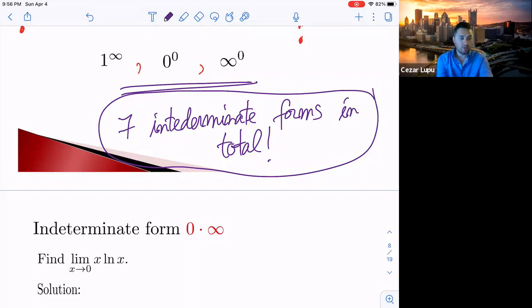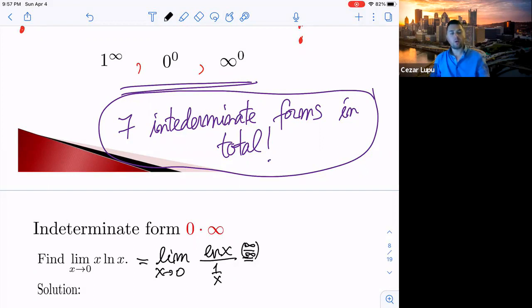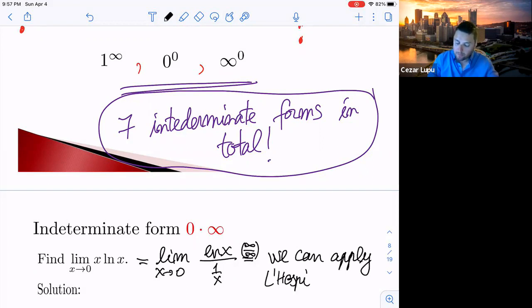So maybe we can make this limit look like something else. What should we do here? Maybe we can rewrite this in a much more convenient way. Instead of a product, maybe we can write it as the limit as x approaches 0 of ln of x over 1 over x. And clearly now, as you look, the indeterminate form will be infinity over infinity at this point. So now we're in a good position, and we can apply L'Hopital rule.